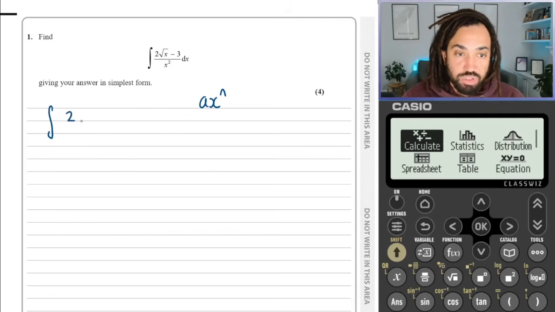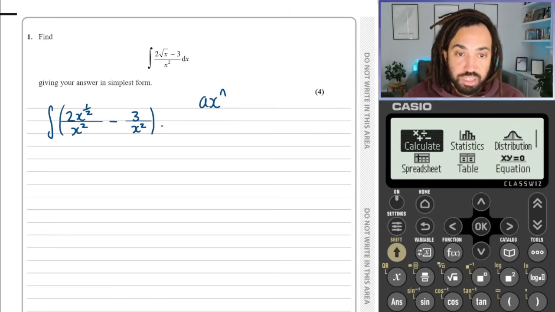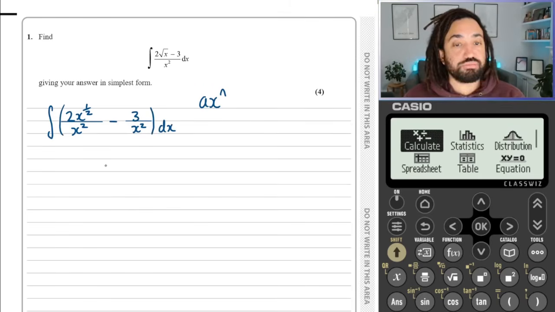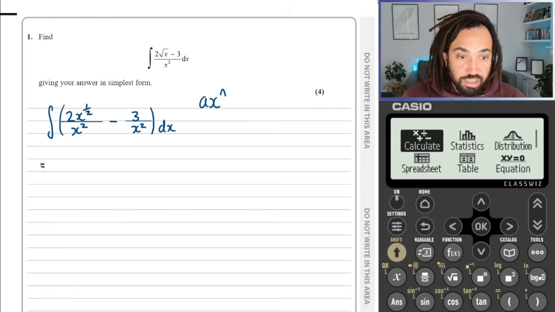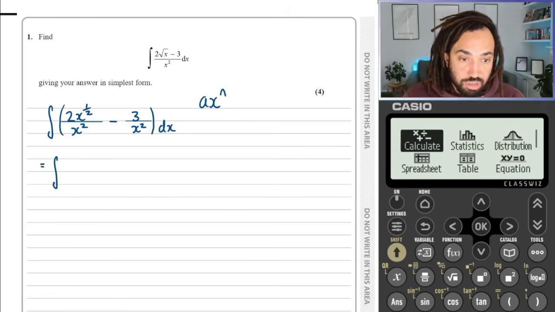on top we've got 2, and this square root of x is the same as x to the power of a half, and then we're going to divide that term by x squared, and then also on the numerator we've got a minus 3, so we're going to write minus 3, and we need to divide that term as well by x squared. So we've just split up that fraction, and then we need to integrate all of that with respect to x.